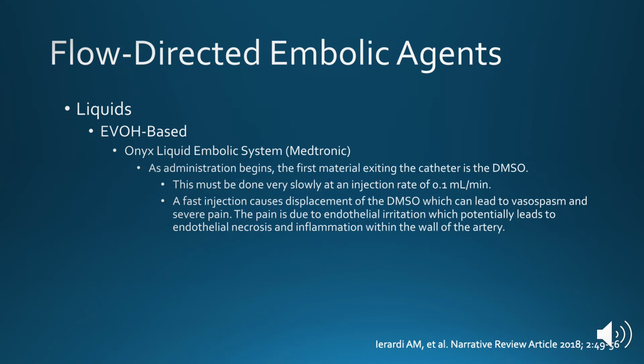As administration begins, the first material exiting the catheter is the DMSO. This must be injected at a very slow rate of about 0.1 milliliters per minute. A faster injection can cause displacement of the DMSO, which can lead to vasospasm and severe pain. This pain is due to endothelial irritation, which potentially leads to endothelial necrosis and inflammation within the wall of the artery.